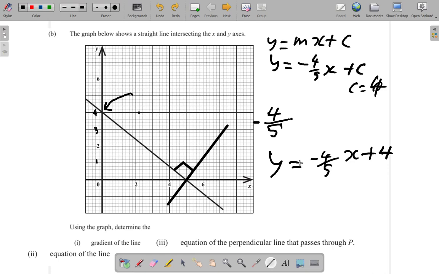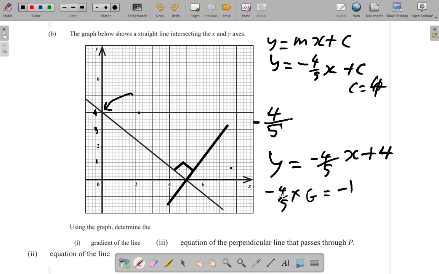Now, if you remember that when two lines are perpendicular, their gradients multiply to give -1. So the original line gradient -4/5 times the gradient of the new line, let's call it G, is equal to -1.